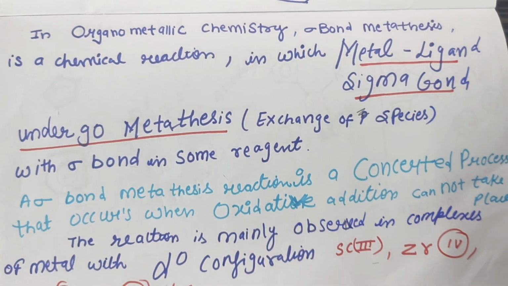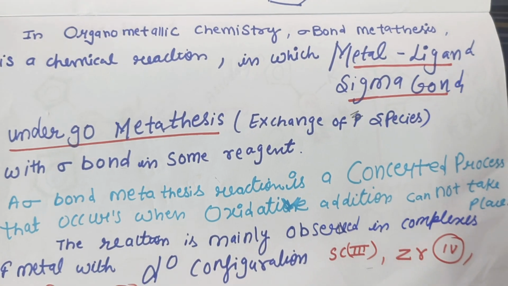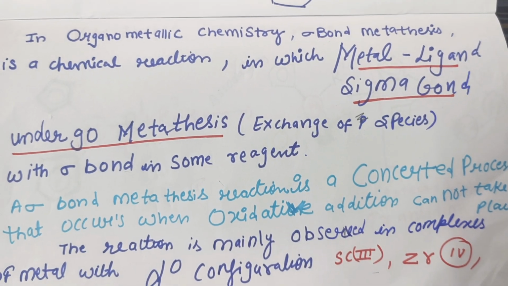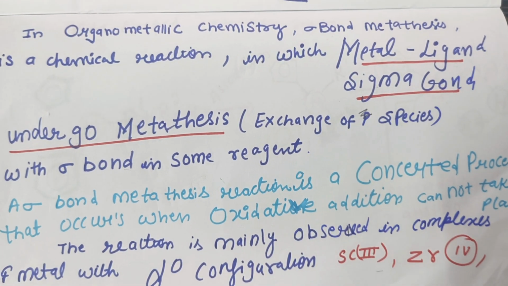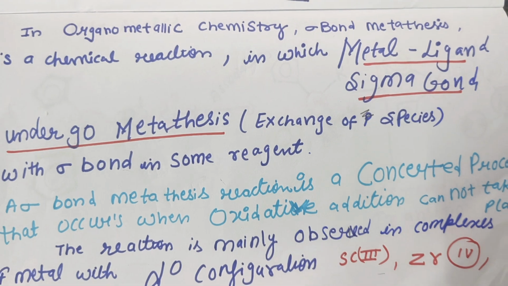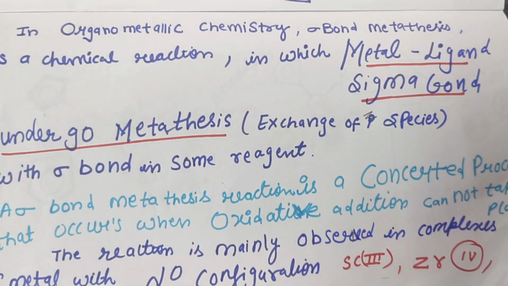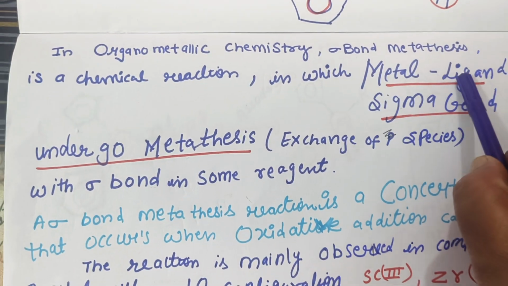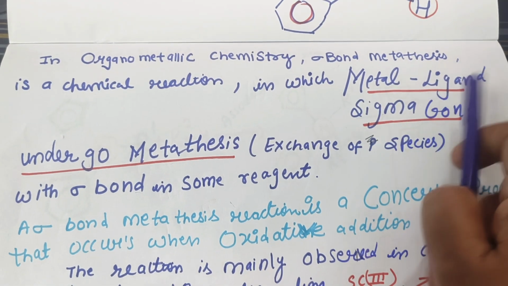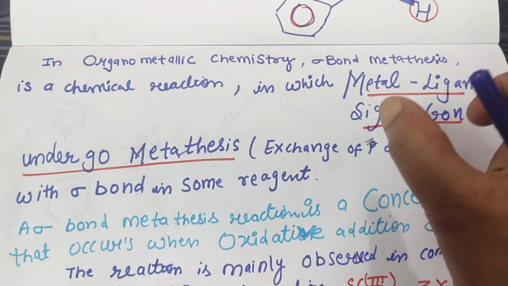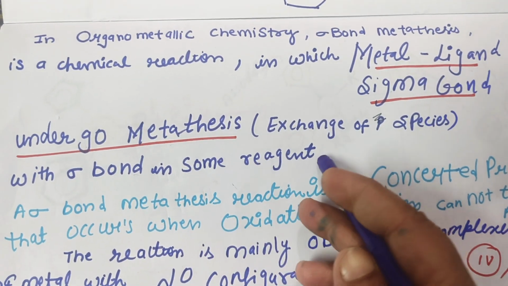In organometallic chemistry, sigma bond metathesis is a chemical reaction in which a ligand metal sigma bond will undergo metathesis, exchange of species with a sigma bond and some reagent. So what is a sigma bond metathesis? It means that in our metal ligand, the sigma bond will undergo change of the species. जो metal ligand bond है वहाँ पे आपका sigma bond में जो भी species है metal ligands की, they will exchange with another ligand with a sigma bond and some reagent.